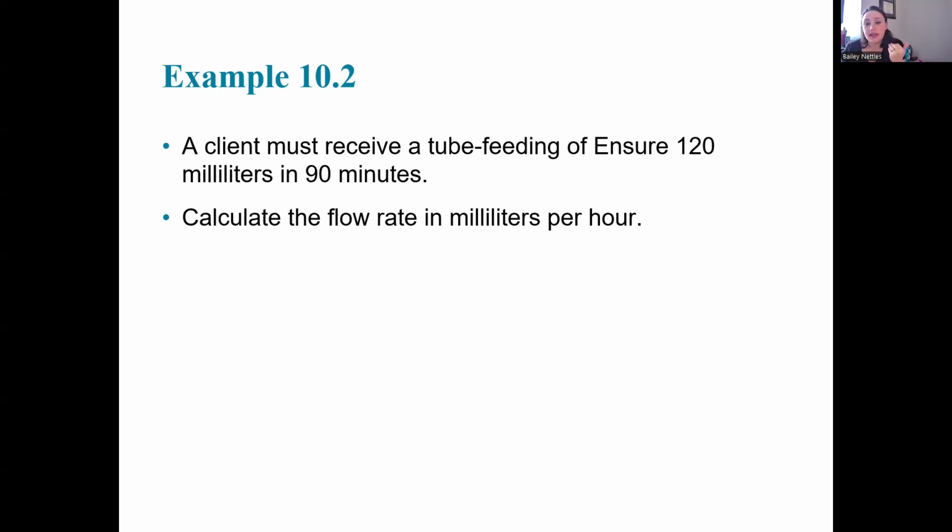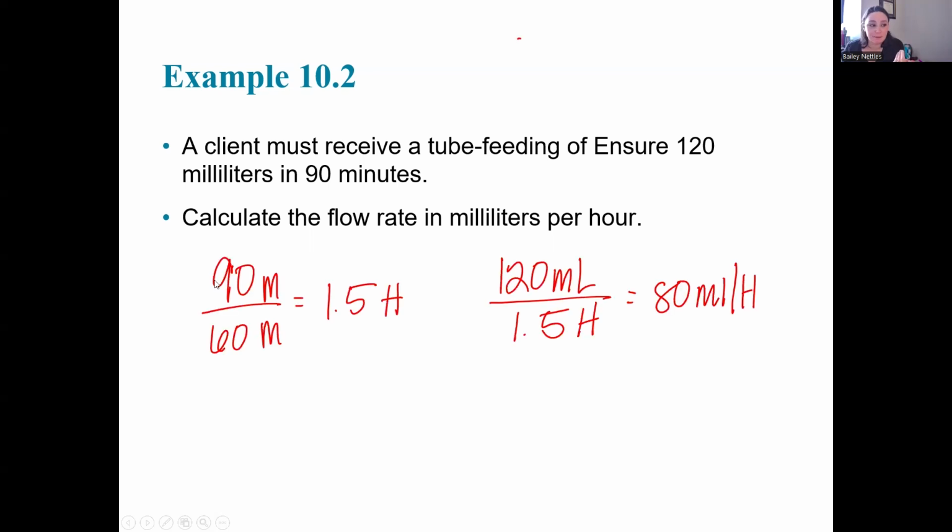So first we have to find out how many hours, because that's what the question's asking for. Okay, so how many hours is 90 minutes? You divide 90 minutes by 60 minutes because we know that's 1 hour, right? And it's 1.5 hours. Okay, so then we take our volume over our time. So our 120 milliliters over our 1.5 hours, and you get 80 mils an hour. It's very straightforward.